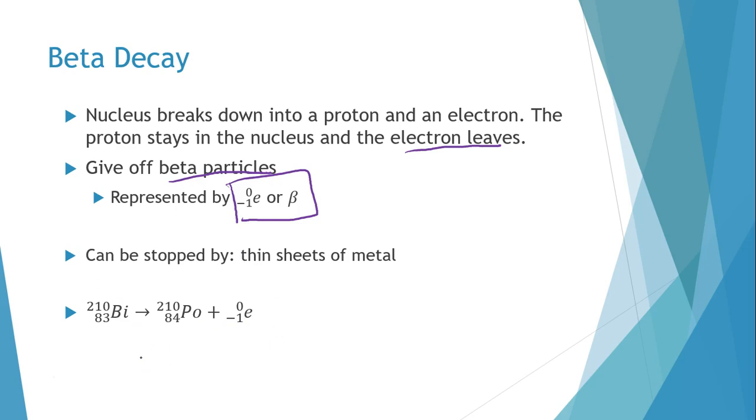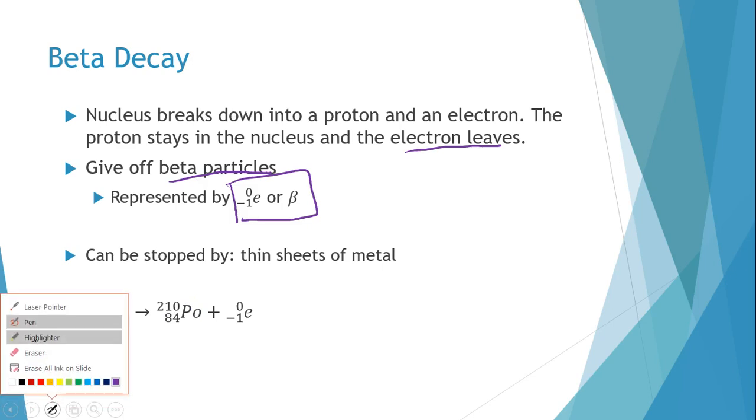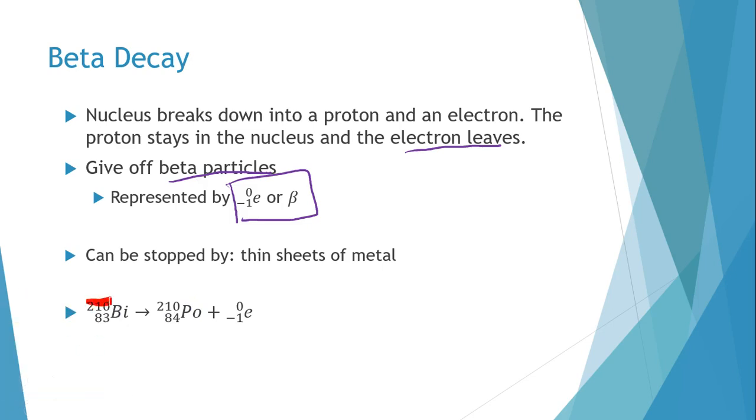You also need to know what beta can be stopped by. So, like last time, this still works out the same. The two sides have to be equal to each other. So, yet again, let me get happy with the highlighter here. This side is 210. Well, let's add up over here. 210 plus 0. That's the same. 210 plus 0 is 210.